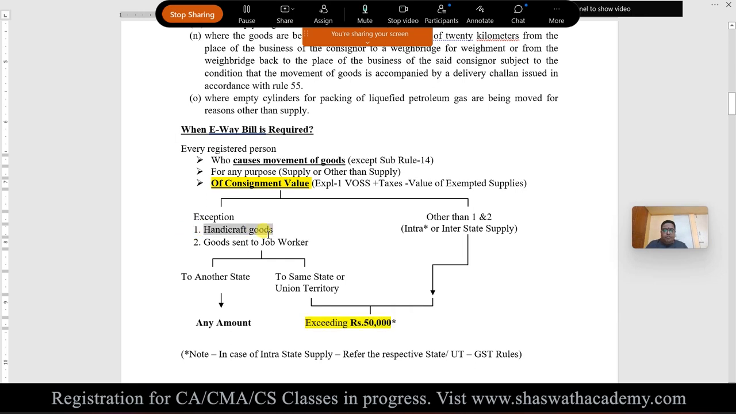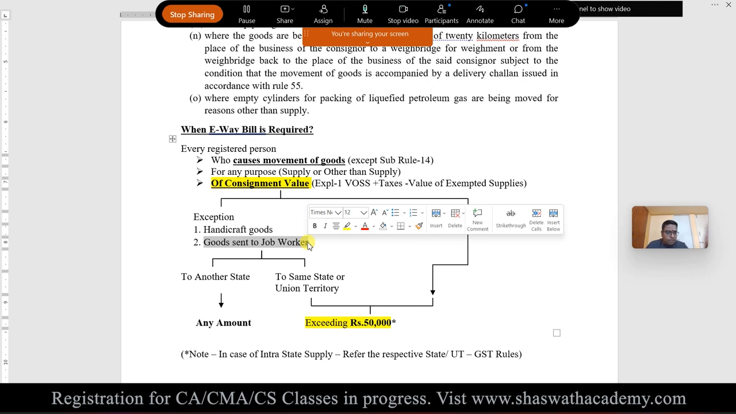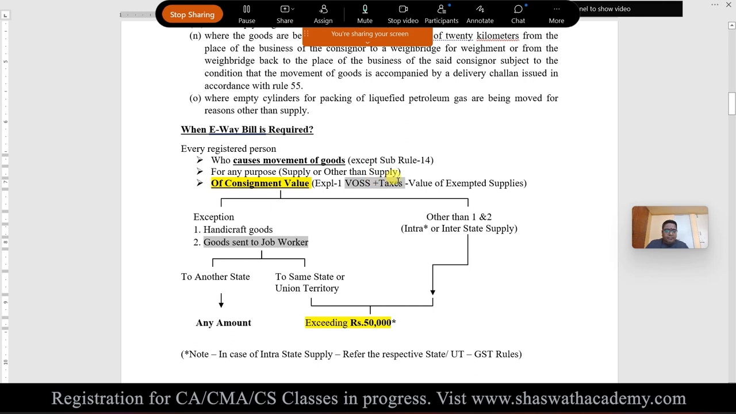If it is handicraft goods or craftsman goods, or goods sent to a job worker outside the state. Within the state, again, the state limit applies. For example, in Tamil Nadu, say the state limit is 1 lakh. Sir, Seetharaman is sending goods for job work within Tamil Nadu, Chennai to Kanchipuram. What is the value, sir? 80,000. What is the consignment value? It is the value of supply plus tax thereon. Put together how much? 80,000, sir. Sorry, e-way bill is not required. If I send it along with a delivery challan, it is more than sufficient. Rule 55 very clearly says.